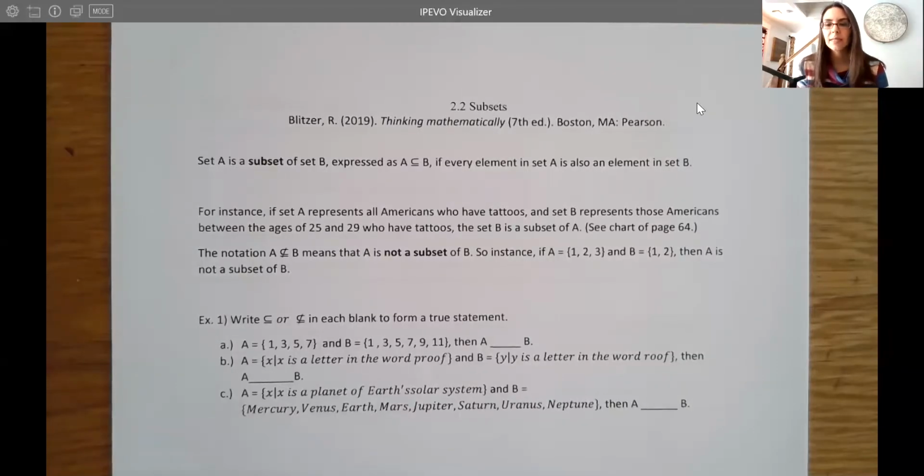Now we're going to delve a little bit deeper into sets and talk about subsets. Set A is a subset of set B if every element in set A is also an element in set B. So basically, set A is a subset if it's contained in set B.